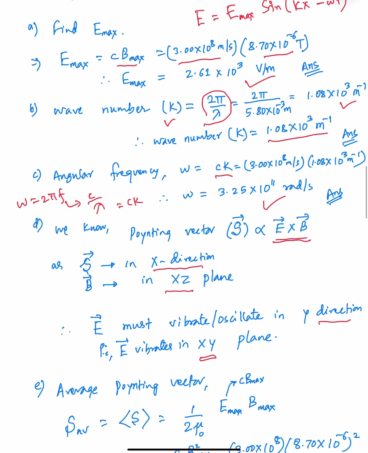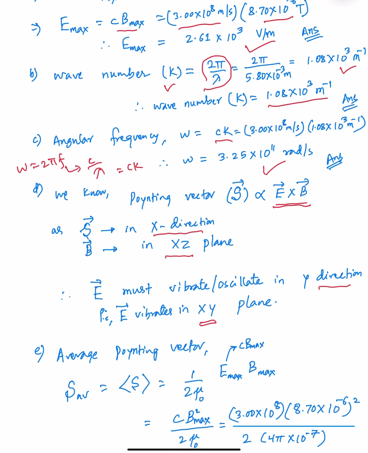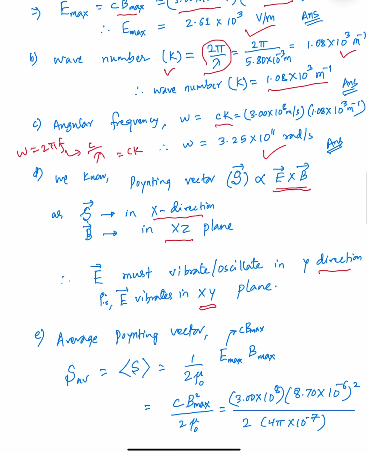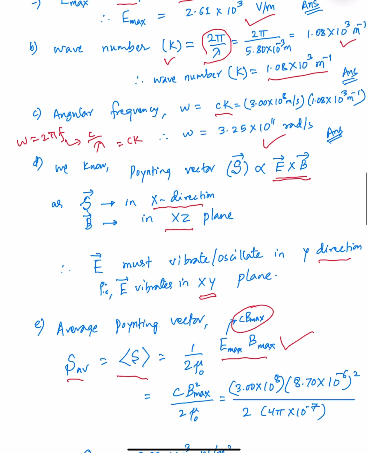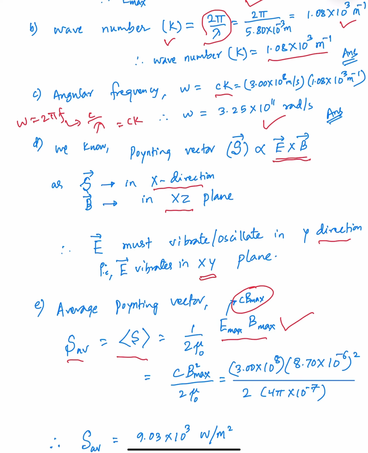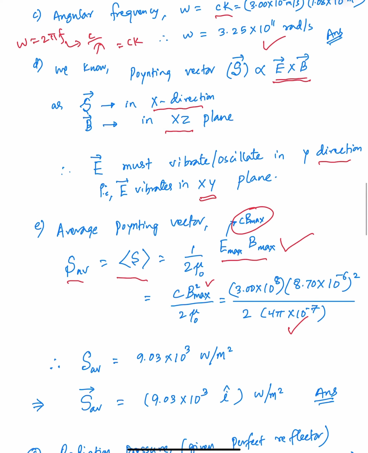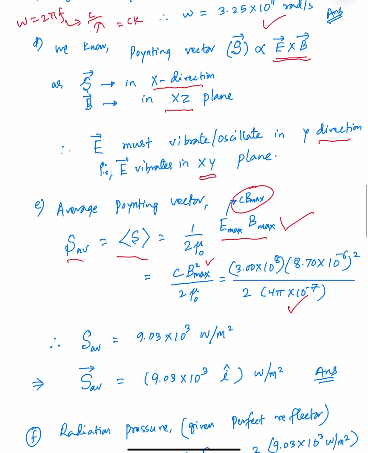For part E, let's find the average Poynting vector, S average equals this. We have this formula, 1 over 2 mu naught times E max B max, where E max is c B max. So it will be c B max squared over 2 mu naught, and we have all the values given. So this is the average Poynting vector, obviously along the positive x direction because S is in the x direction.